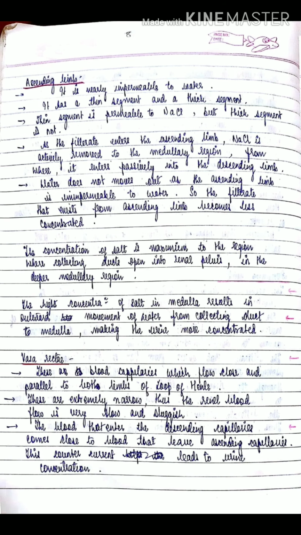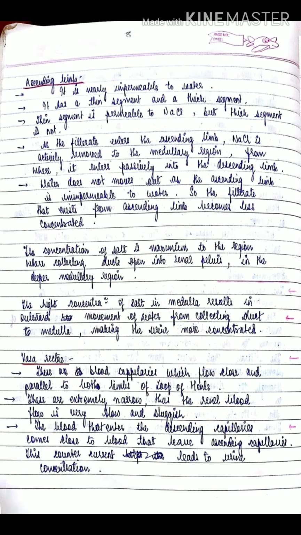Ascending limb, on the other hand, is completely opposite to that of descending limb. It is, although a thin segment, impermeable to water and permeable to sodium chloride. As the filtrate enters the ascending limb, sodium chloride is actively removed to the medullary region, from where it enters passively into the descending limb. Water does not move out, as the ascending limb is impermeable to water.